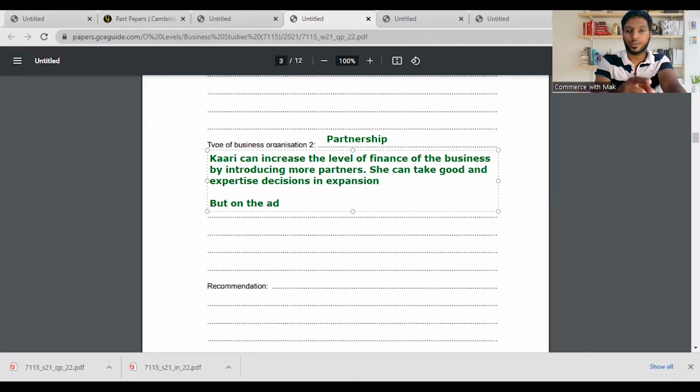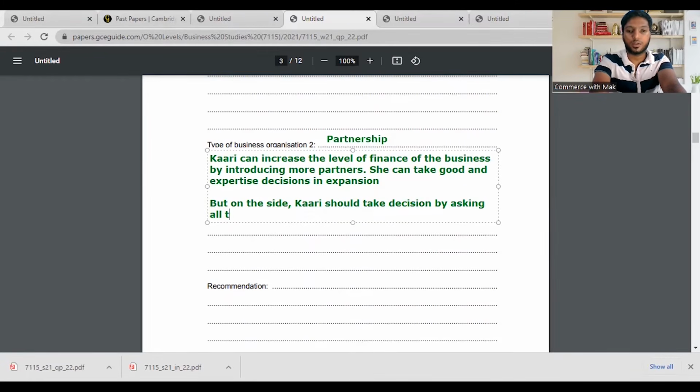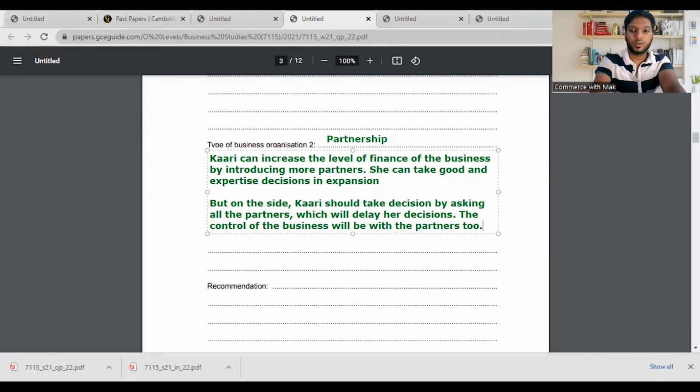I spoke about 2 advantages on that. Now I'm going to write three disadvantages. But on the other side, Kari should take decisions by asking all the partners, which will delay her decisions. Then you can write the control of the business will be with the partners too. Kari should also share her profits with the partners.